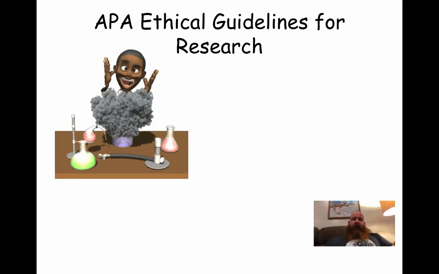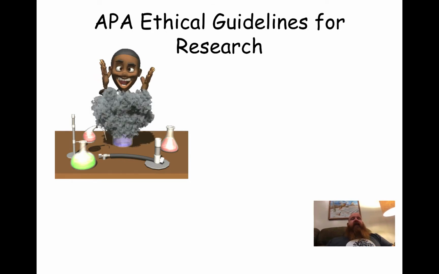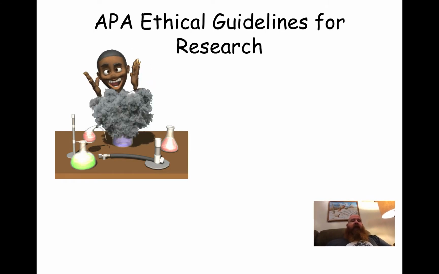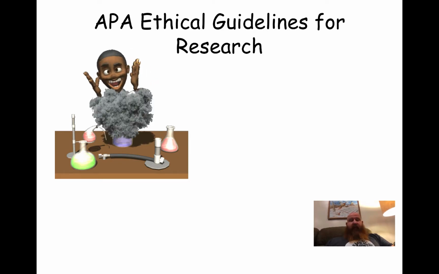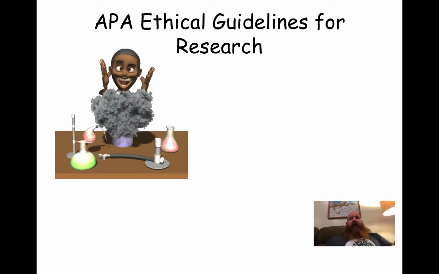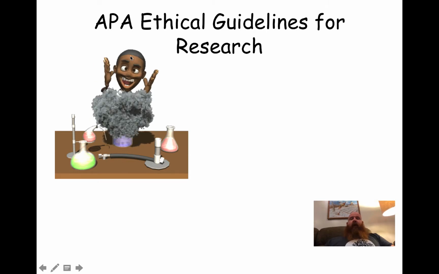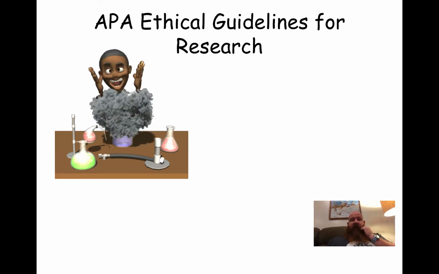Last thing we're going to talk about real quick is the APA Ethical Guidelines for Research. APA is the American Psychological Association. You're going to really get to know them if you write a lot of research papers, or really any papers, because a lot of sciences use the APA form of citing sources. But that's a different time and place.